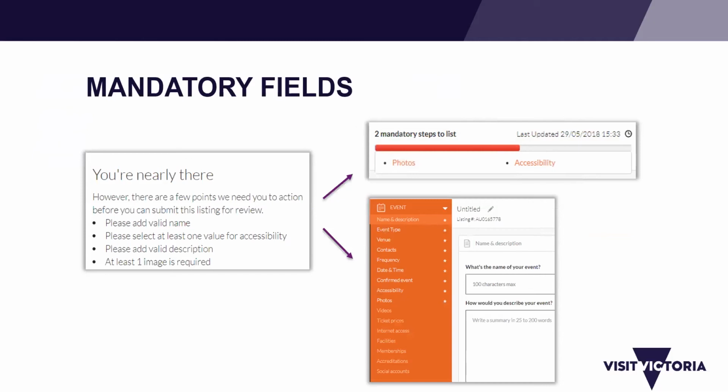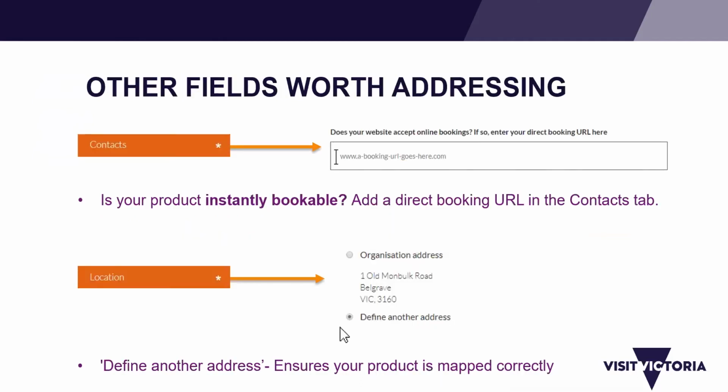If you're not sure where to find the remaining mandatory fields that you're being asked to complete, you can click on the red status bar at the top of the page and then click on the mentioned field. Or look for the fields with an asterisk next to them on the orange navigation menu on the left-hand side. Once you've actioned the remaining mandatory fields, the status bar will turn orange and you'll be able to send your listing for review. It's worth filling in any remaining optional fields too, to give your audience as much detail as possible about your product.